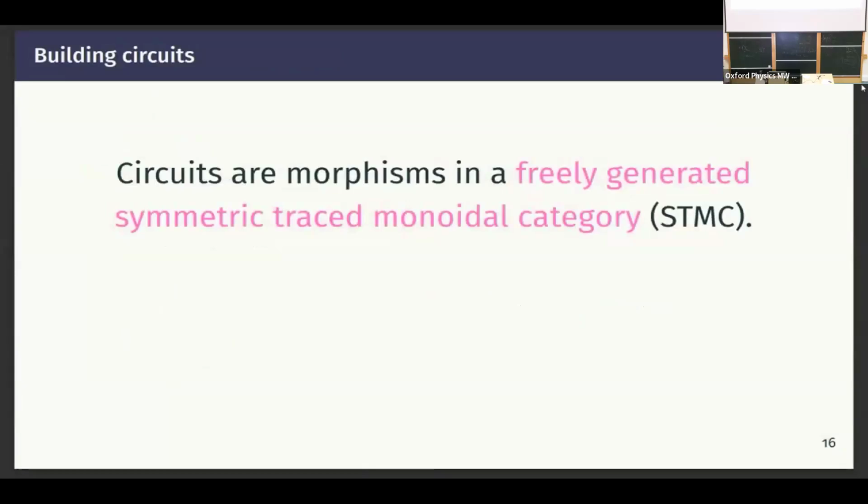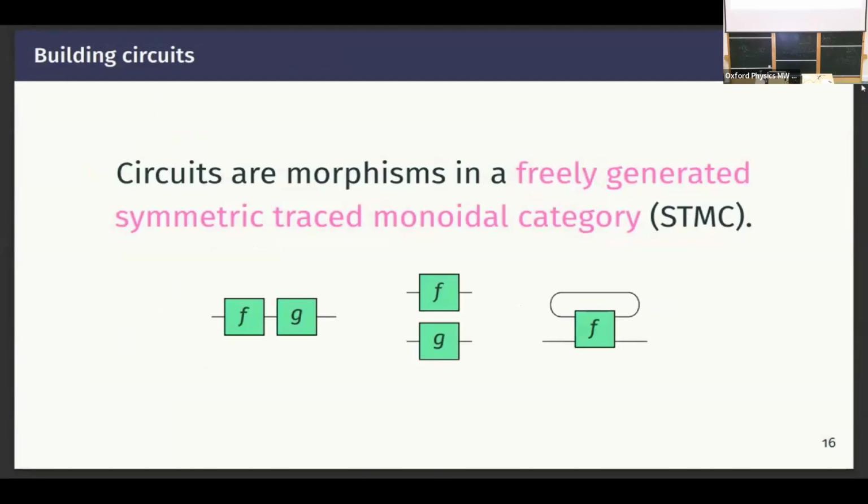Yeah, so circuits then, as we said, we can bash these all together to make circuits as morphisms of some symmetric traced monoidal category, using our favorite operations of composition, tensor, and trace.